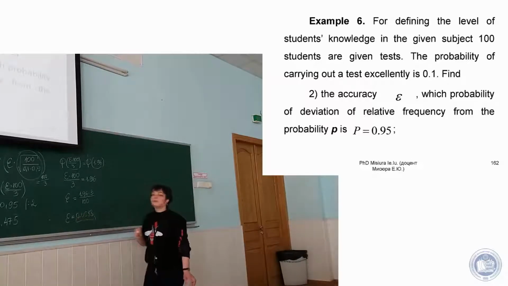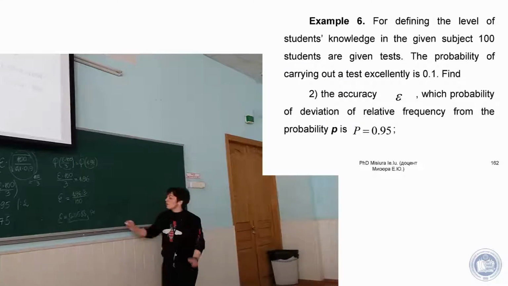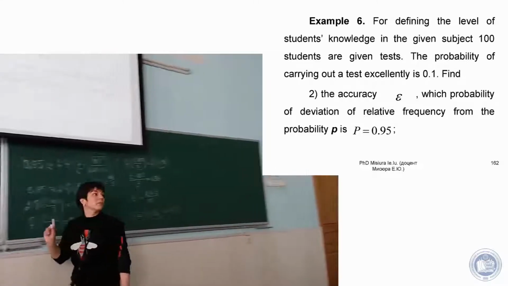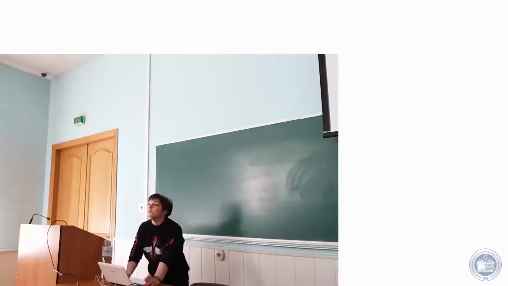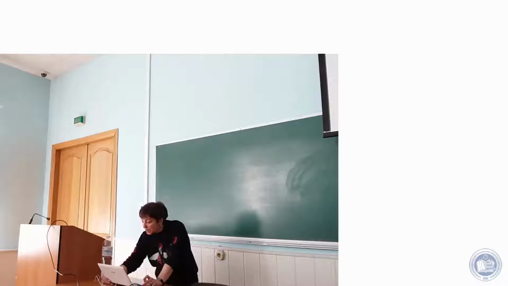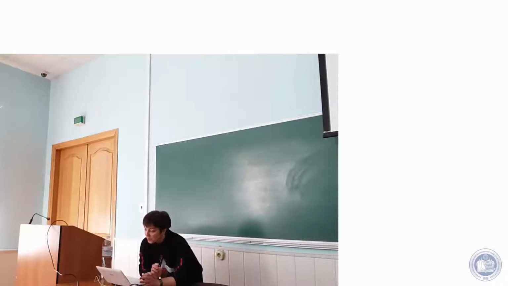Is it correct or not? If we leave two digits after the comma, you can get 0.06. Okay. So, for example, students, you need to find a number of students. How many students do you need to take with the accuracy epsilon equals 0.02, so that the probability of deviation of relative frequency from the probability p will be capital P equals 0.91.